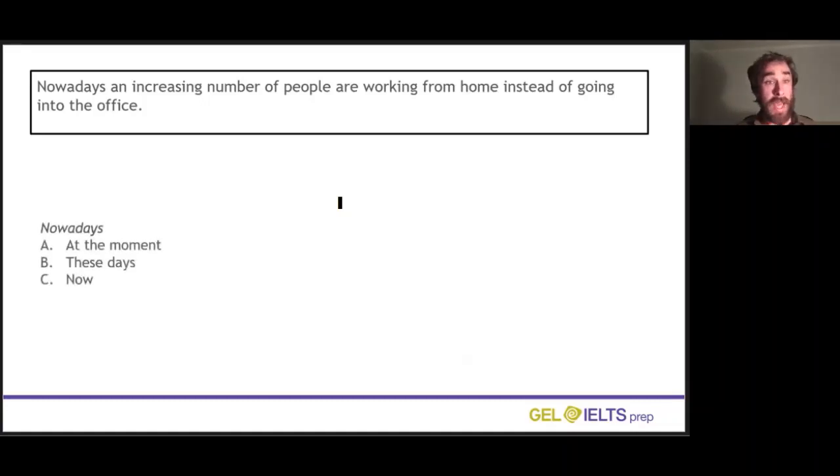Look at the options A, B, and C and decide which of those is a good synonym for nowadays. Look at the next question below this video and choose the correct option.